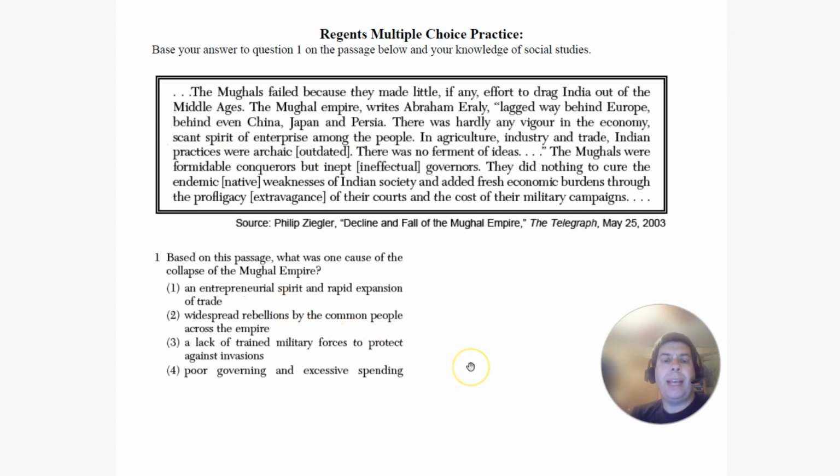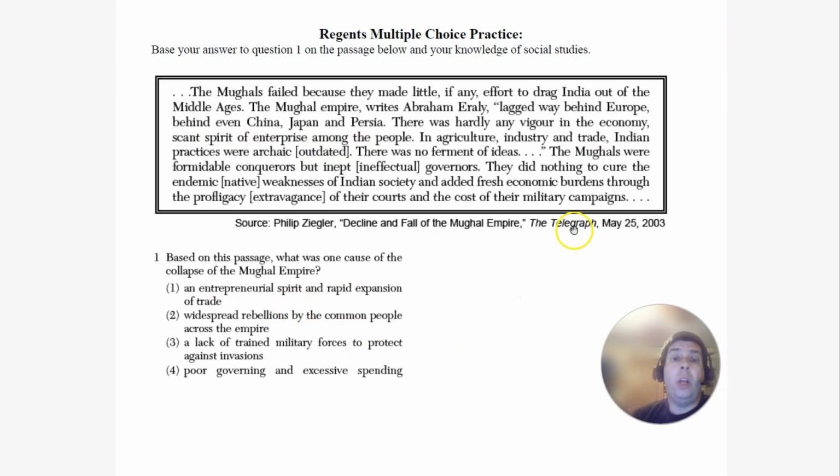Widespread rebellions by the common people across the empire. Okay, so one thing you don't see here is anything about rebellions, common people or otherwise, right? So we're not going to pick it because it says based on this passage. You cannot find any examples in this whole text of where they're talking about rebellions.